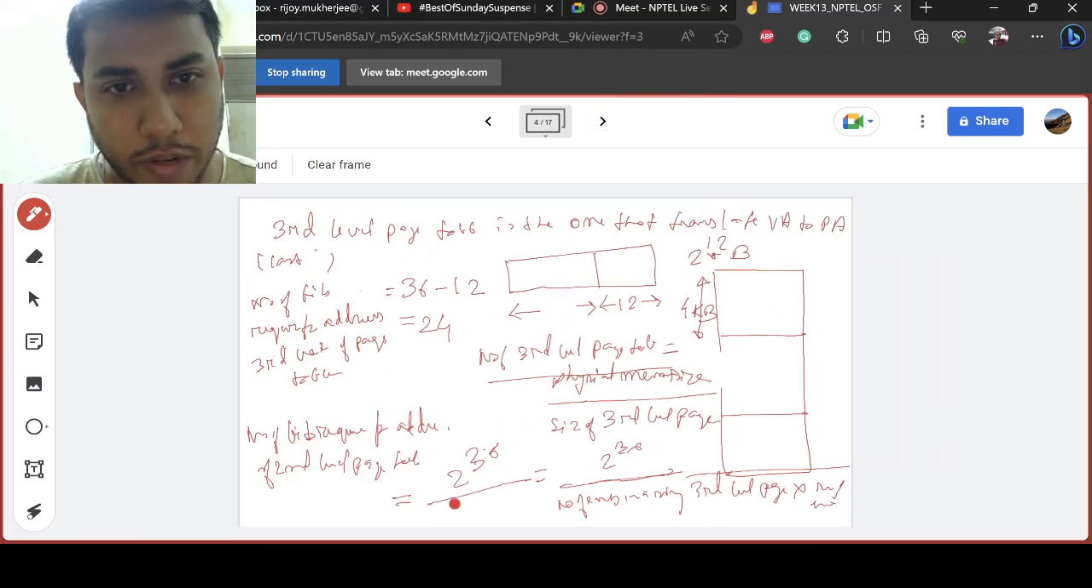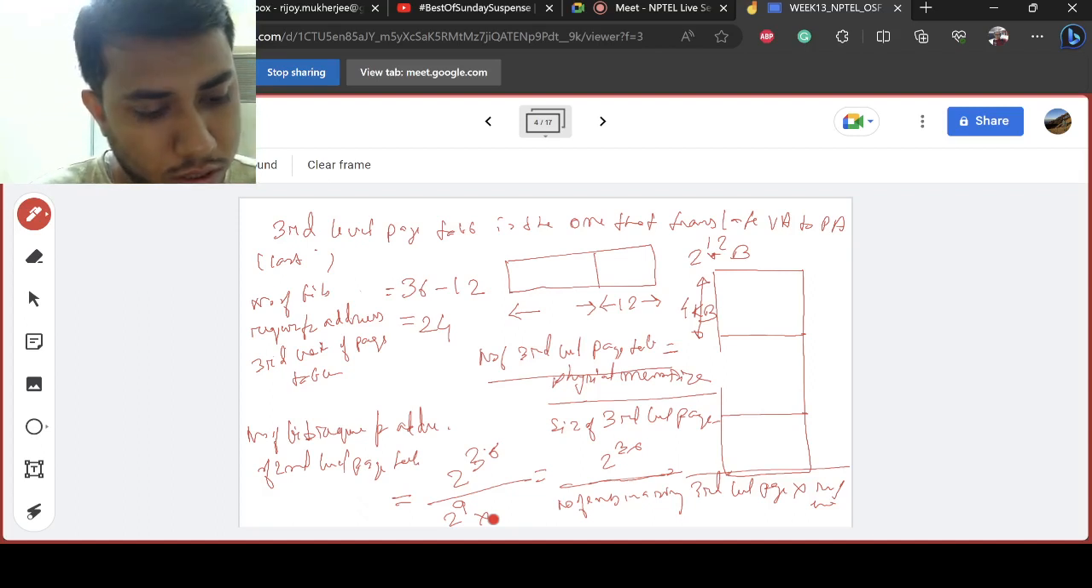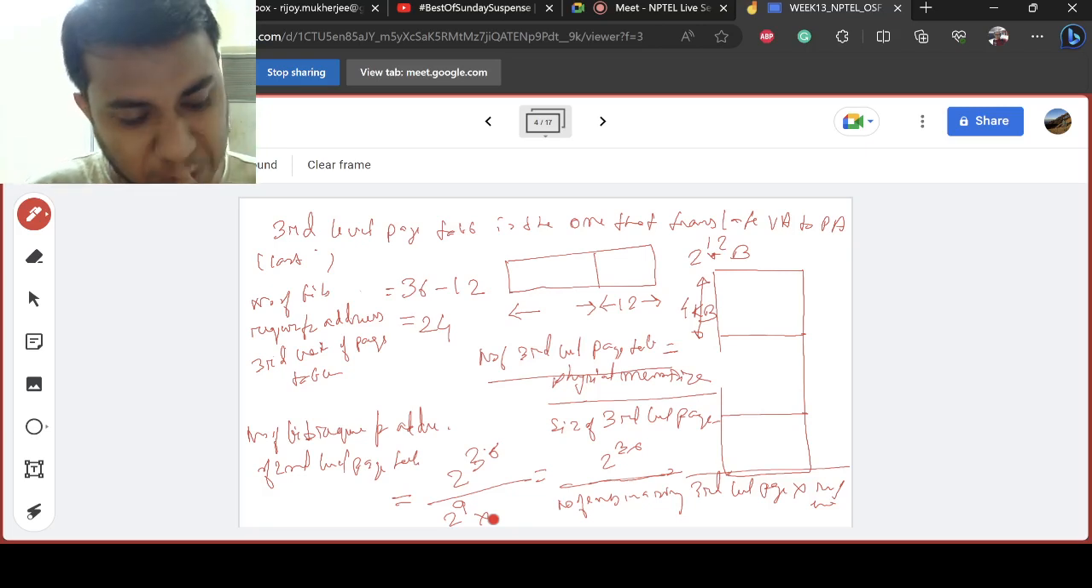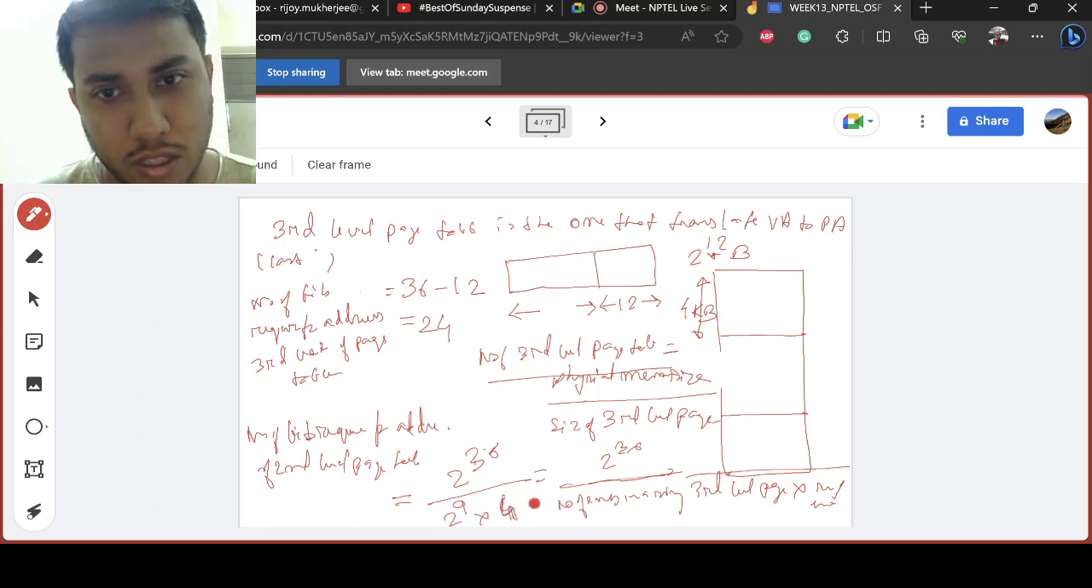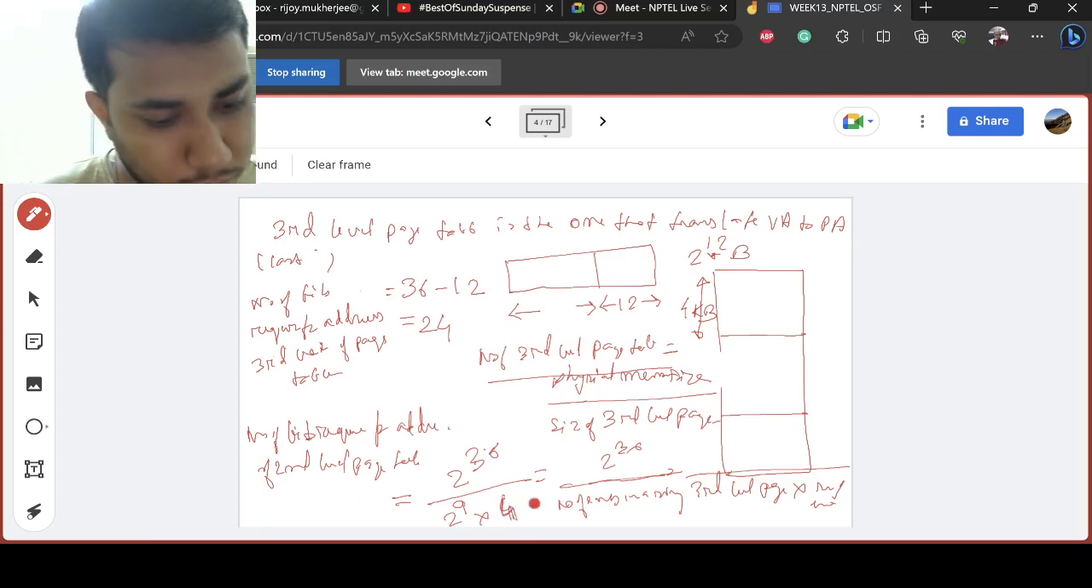So each page table entry will have 9 bits, 2 to the power of 9, and size of each entry is basically how much? Size of each entry is basically 2 to the power of 4, right? It's 4 KB, it is given because each page, it is actually each page.